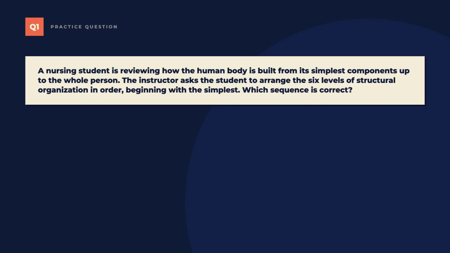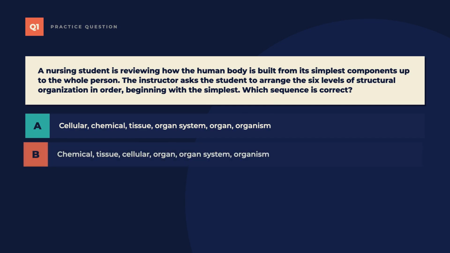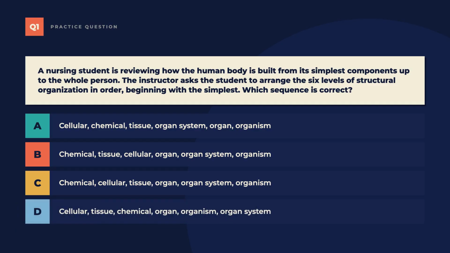Your options are A. Cellular, chemical, tissue, organ system, organ, organism. B. Chemical, tissue, cellular, organ system, organism. C. Chemical, cellular, tissue, organ system, organism. D. Cellular, tissue, chemical, organism, organ system. Which one is it? Pause the video if you need more time.